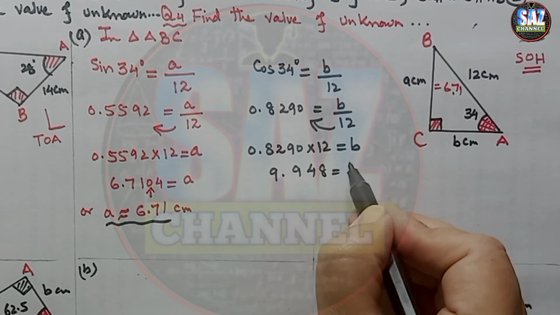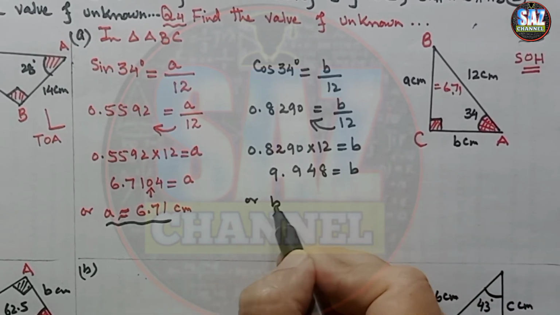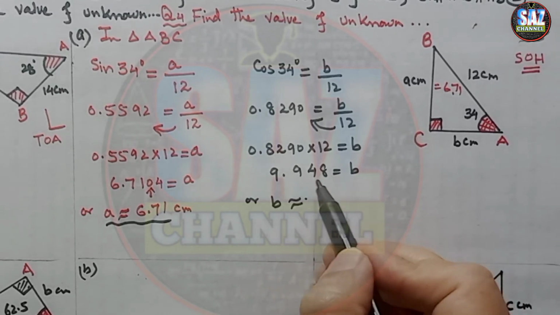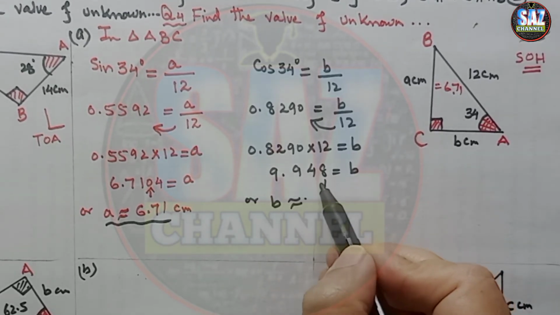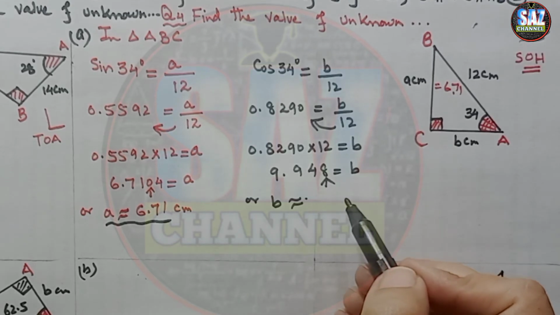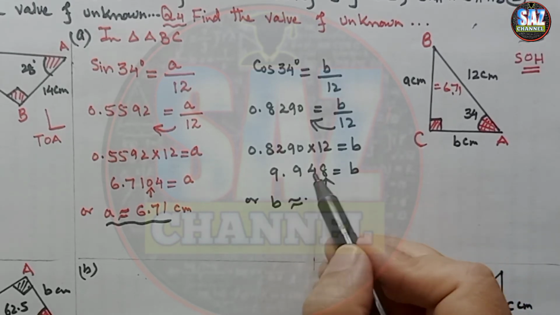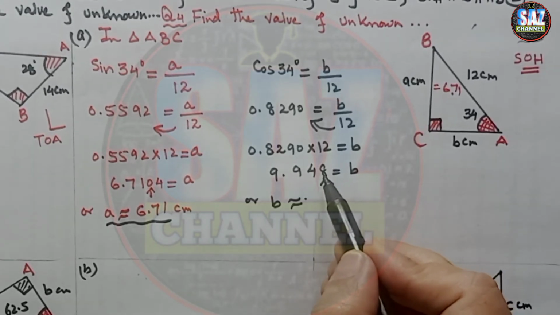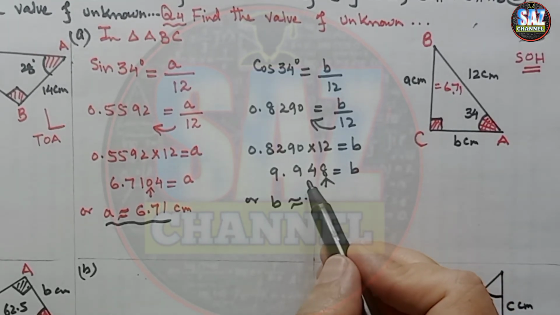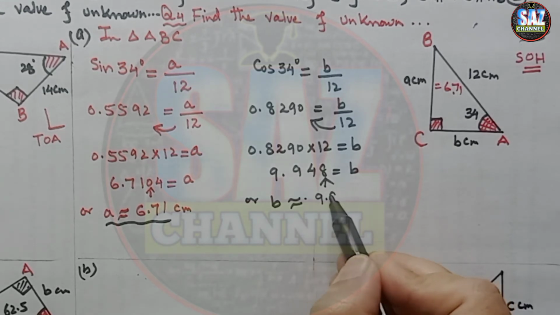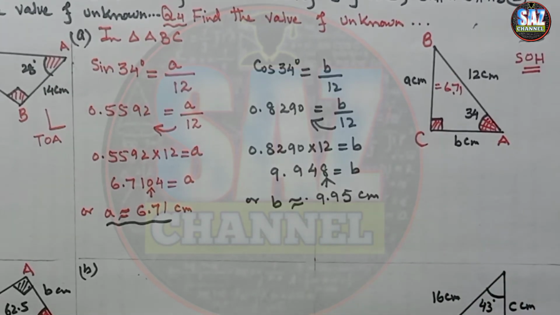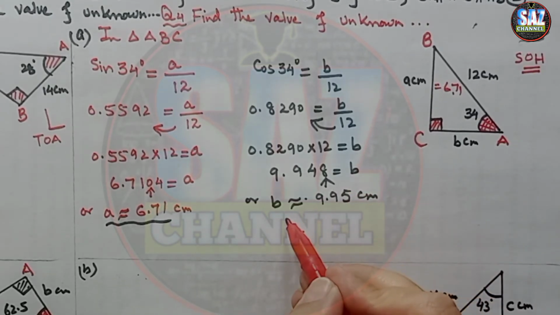9.948 equals b, or b equals, as I have to give my answer to three significant figures, so I will be focusing my attention on the fourth digit, 8, as this is more than 5, so I will drop this digit and I add 1 to the previous, so 9.95 centimeters.